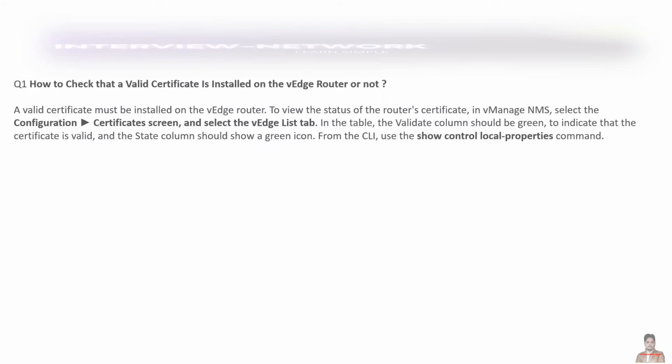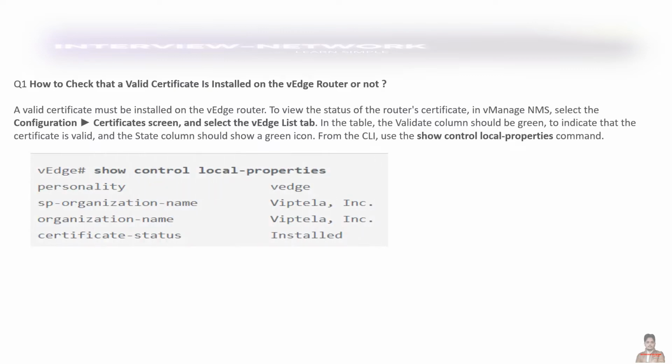And from the CLI, you can run the command show control local properties. It will give you output like this, and at the last you can see certificate status is showing installed. So with this you can understand whether this specific edge box has any certificate issue or not. The certificate plays a very important role in SD-WAN boxes. If there's any issue with the certificate, then that specific fabric will not work.